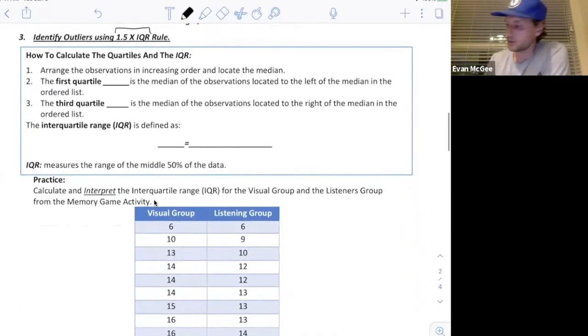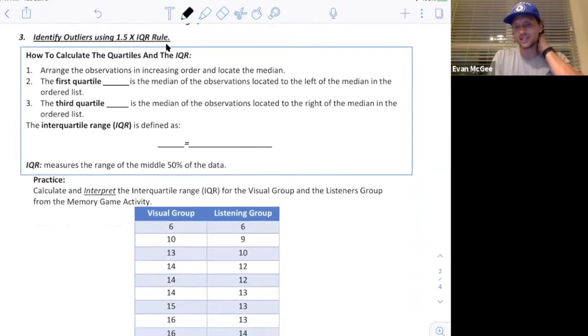So now, like I said earlier, we're going to talk about the rule for how to identify if a value is actually an outlier rather than just looking at a graph. It's a really simple rule. It's 1.5 times the IQR, and I'll explain what that is here.